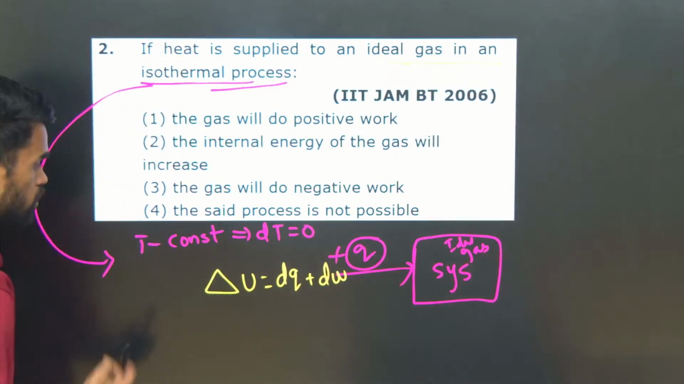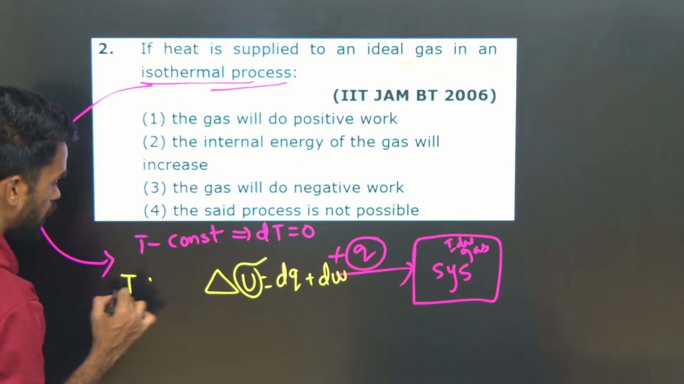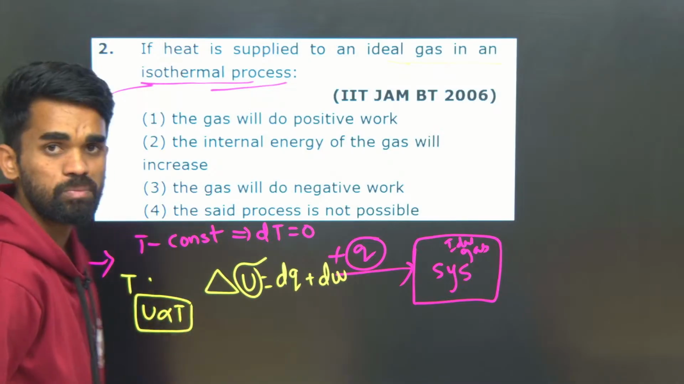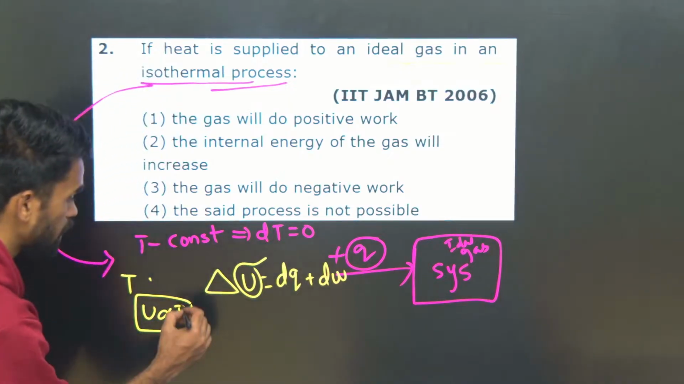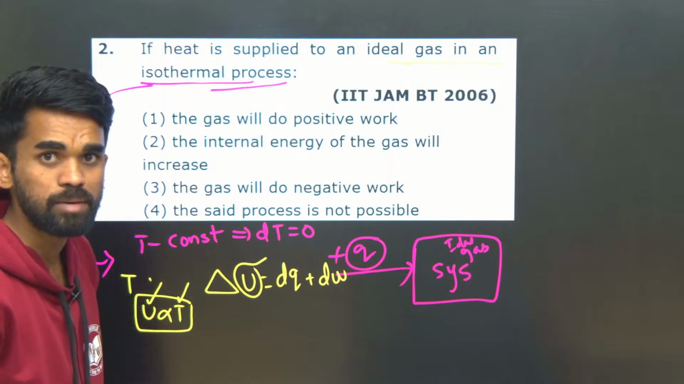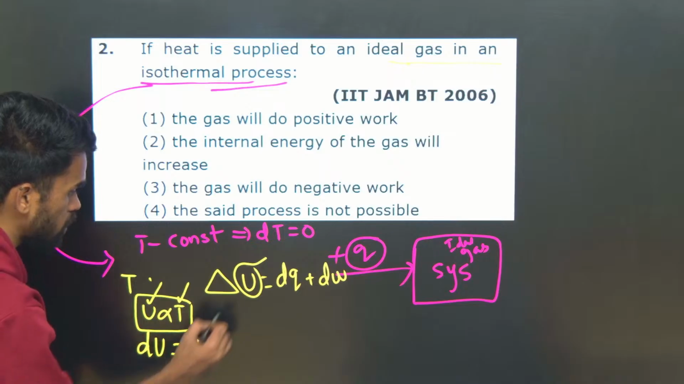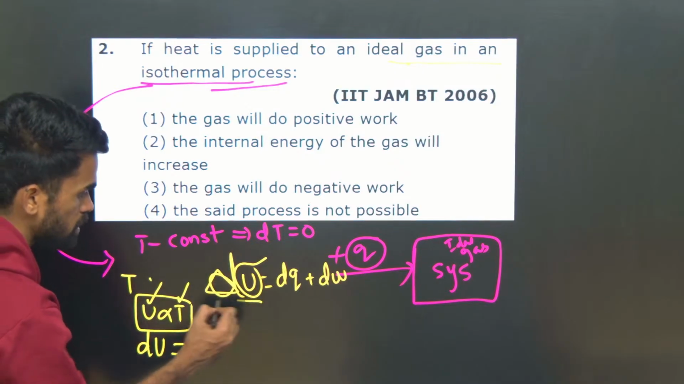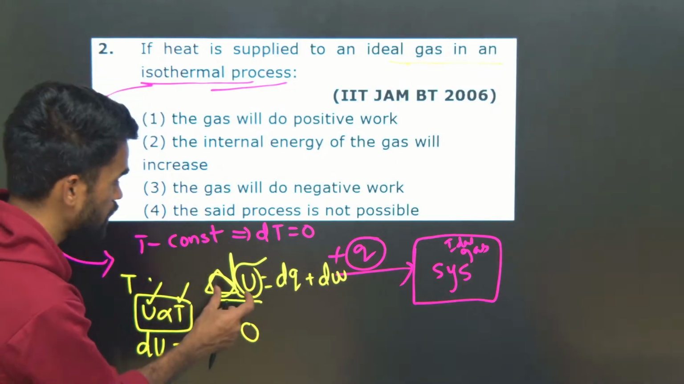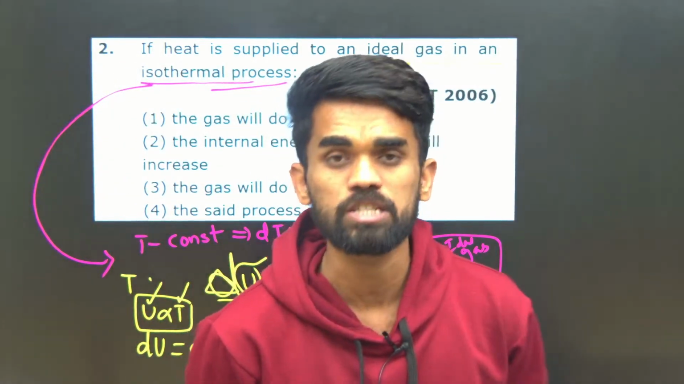See, the internal energy U is directly proportional to temperature. The internal energy of a system is directly proportional to temperature. If temperature is constant, the internal energy also remains the same. Therefore, the change in internal energy dU or del U will also be equal to 0. Here del U also becomes 0. This term is becoming 0 for an isothermal process. Very, very important: the internal energy change for an isothermal process will be 0.